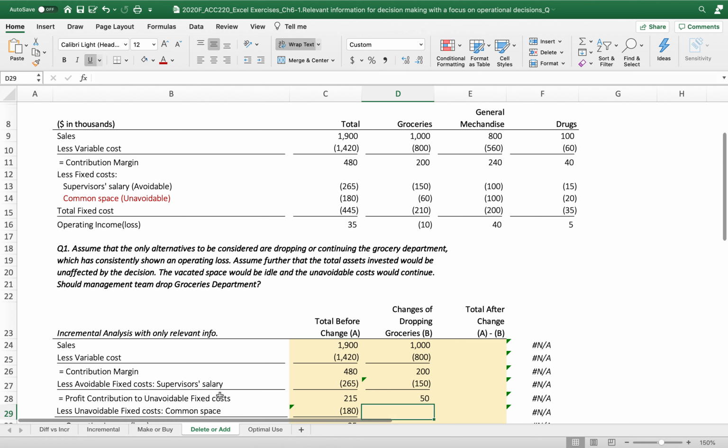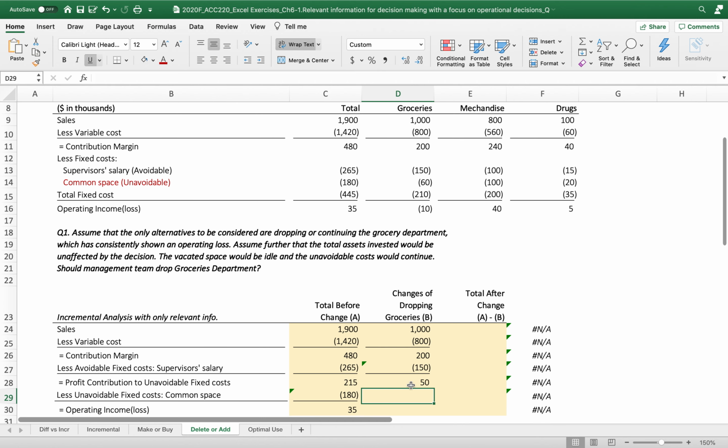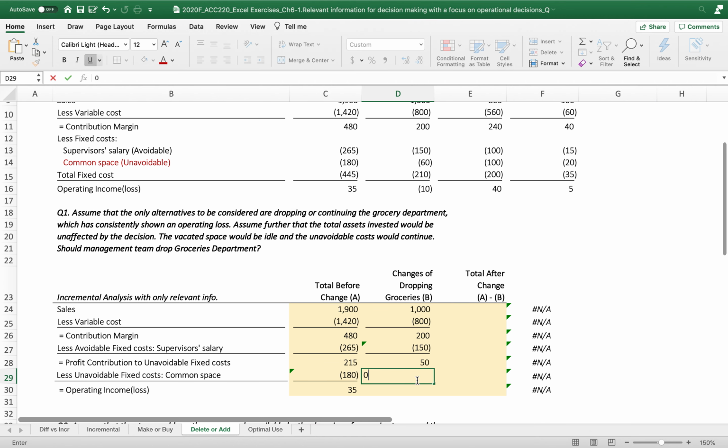You can see that the profit contribution to unavoidable fixed cost is irrelevant information, right? This unavoidable fixed cost is irrelevant information, so we do not put anything on it, even though the common space is 60. The reason it is irrelevant is that regardless of whether the company chooses to drop the grocery department or not, this $60,000 is an unavoidable fixed cost. The company cannot avoid it. That's why in the changes column we do not put anything.